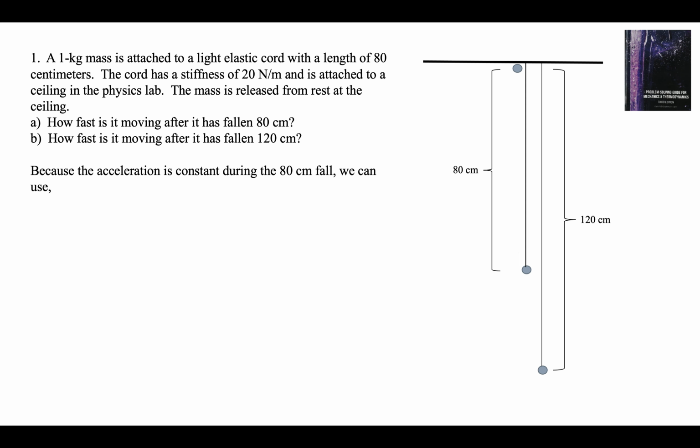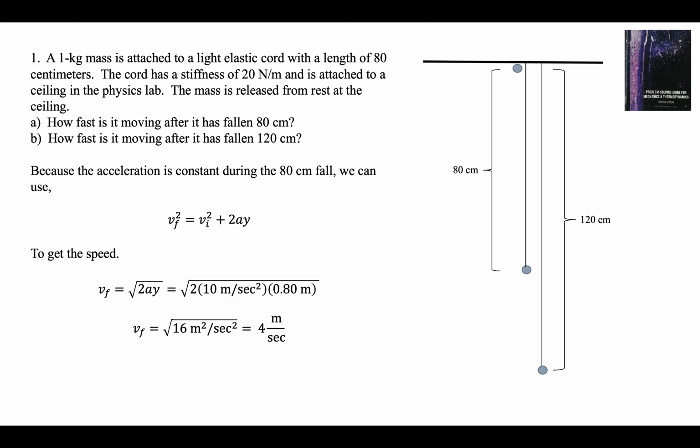Because the acceleration is constant, we can use a kinematic equation. V final squared equals V initial squared plus 2ay. y is 80 centimeters, a is 10 meters per second squared, V initial is 0. We can solve for V final, and it's, of course, 4 meters per second.